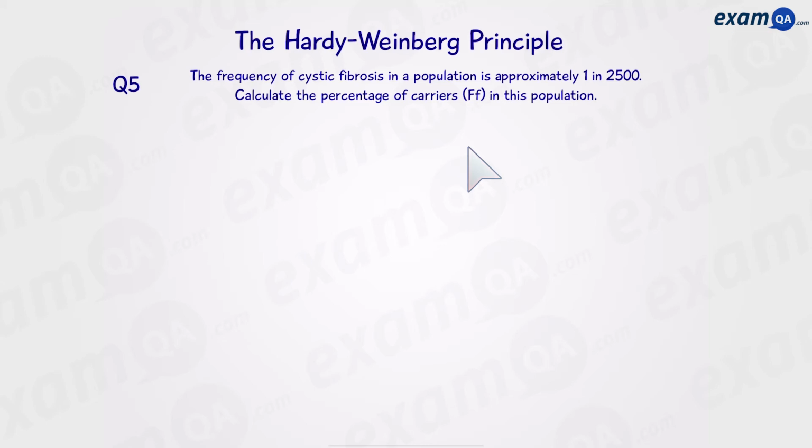Question 5. The frequency of cystic fibrosis in the population is approximately 1 in 2,500. Calculate the percentage of carriers in this population. So we're going to represent cystic fibrosis with the letters big F and small f. If someone has the dominant allele, they will be healthy. As for the small allele, that will lead to cystic fibrosis.